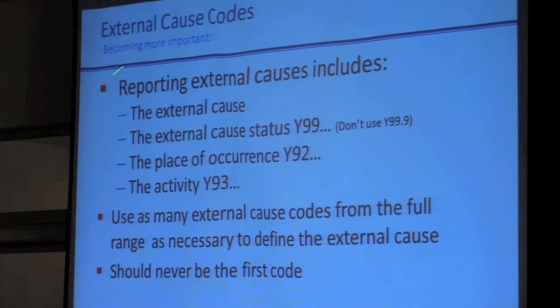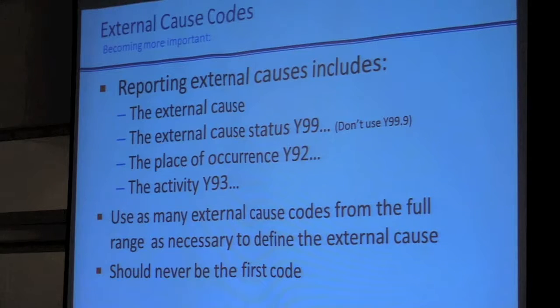The reporting of external cause codes includes, so if I see a patient come in with an injury, the guidelines state I should state the cause. We'll show some examples of that. I should state the external cause status. I'll show you what that means in a second. The place of occurrence and the activity, where appropriate, because sometimes that doesn't apply. But the anticipation is that when you first see a patient with an injury, there should be at least 3 external cause codes.